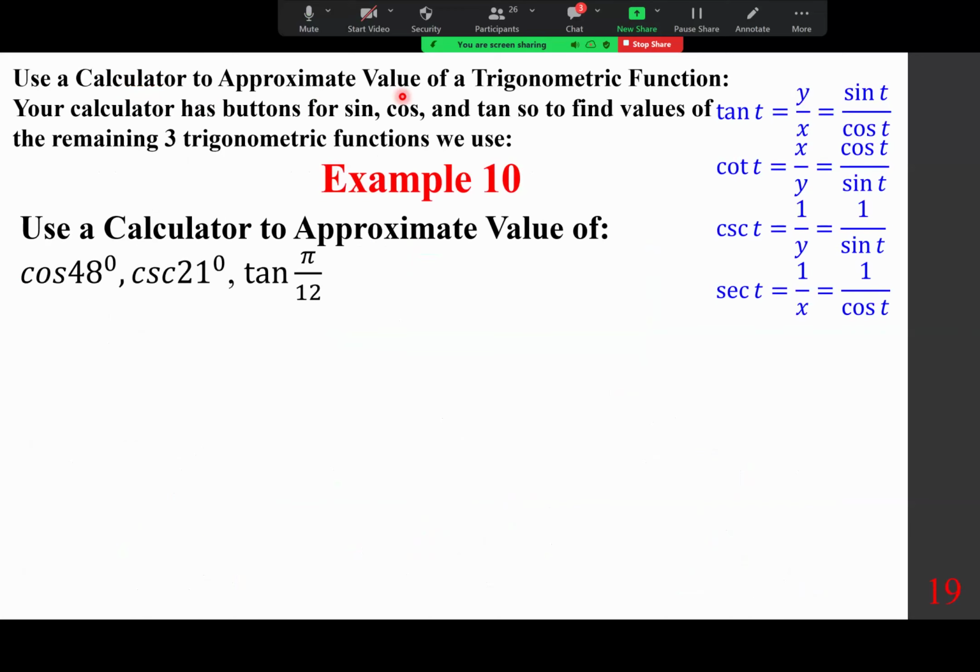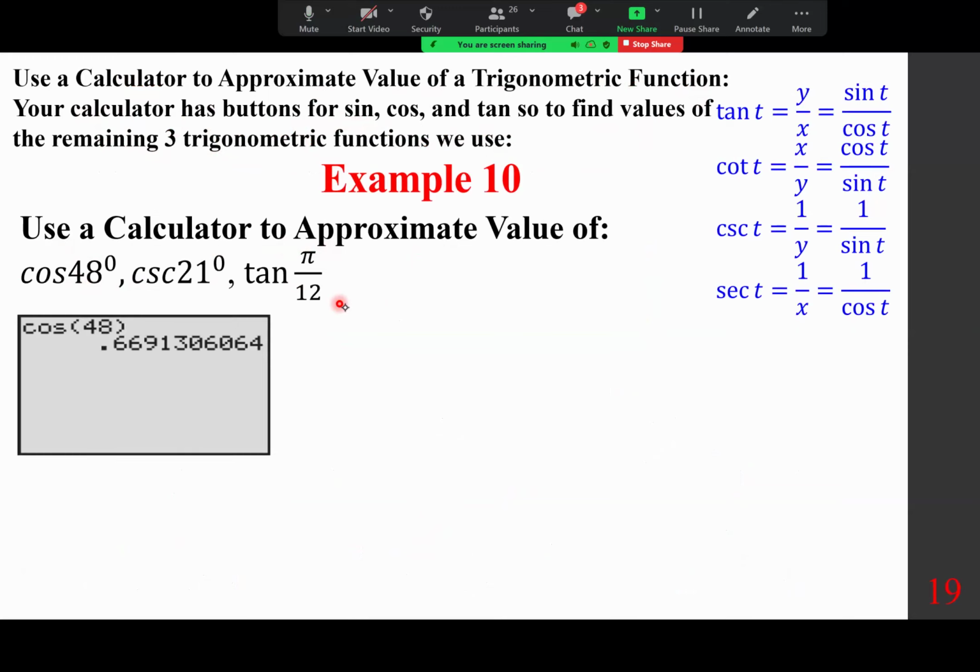Use a calculator to approximate value of trigonometric functions. Your calculator has buttons for sine, cosine, and tangent. So to find values of the remaining trigonometric functions, we use the reciprocals. For example, we want to use a calculator to approximate the value of those because they are not common arcs. So you put cosine of 48, gives you the answer. And of course, how many decimals, whatever they ask you. Cosecant, we put 1 over sine.